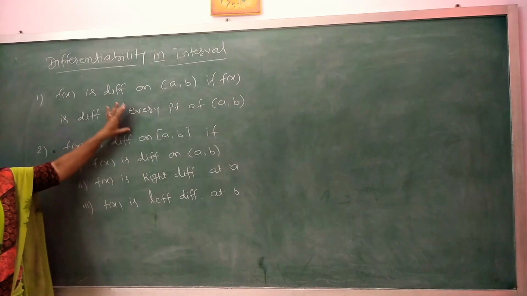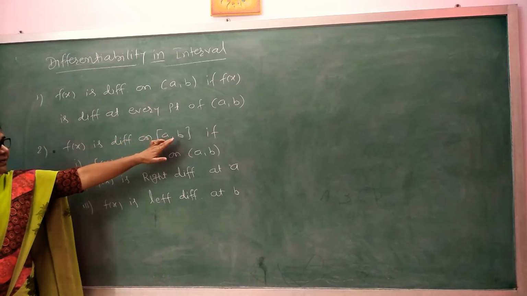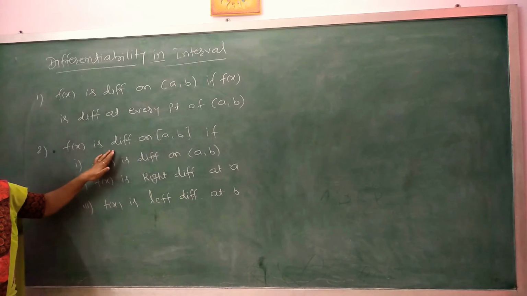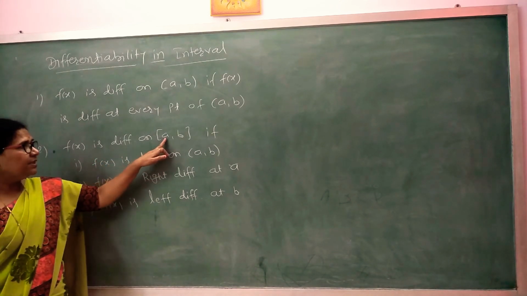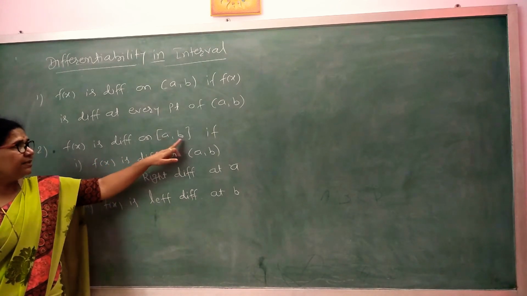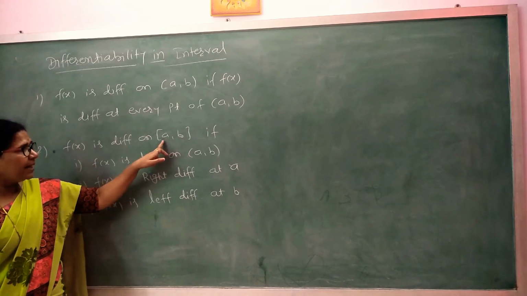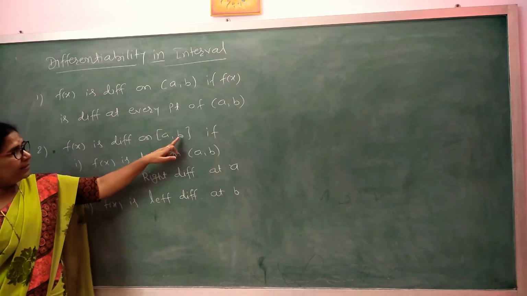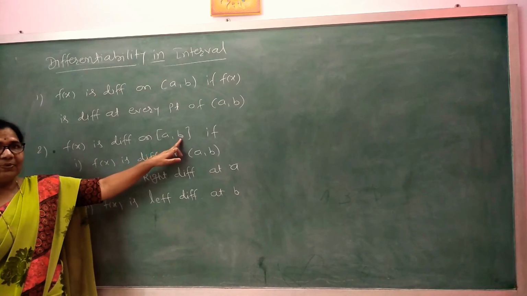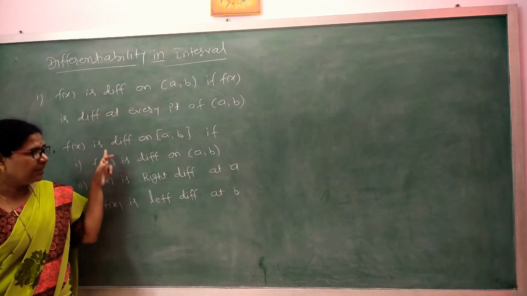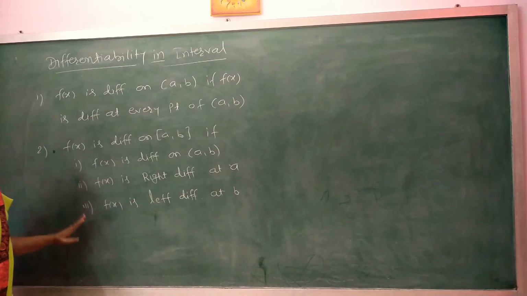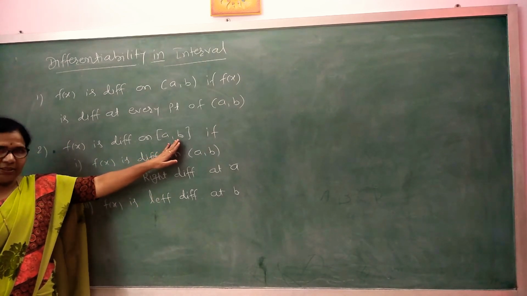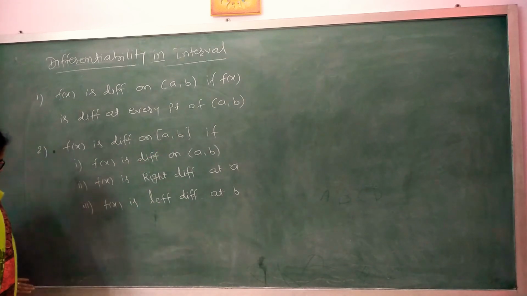This is the difference between the open interval AB and the closed interval AB. In this case, we have to discuss the differentiability of the function at these end points. Means at the point A, the function is right differentiable, and at the point B, the function is left differentiable. Then we say that the function is differentiable on the closed interval AB.